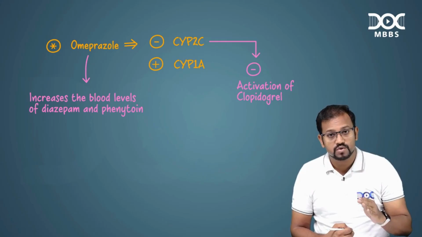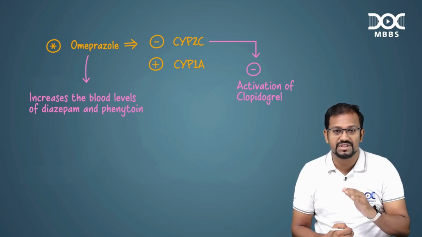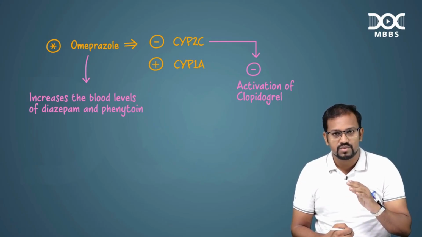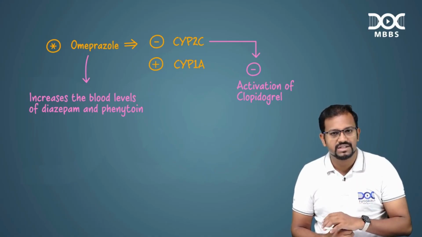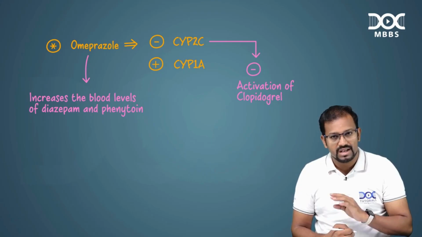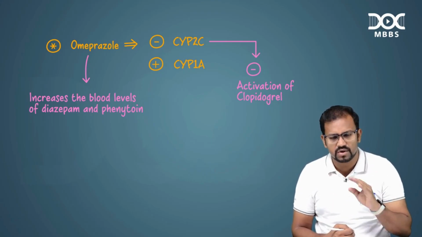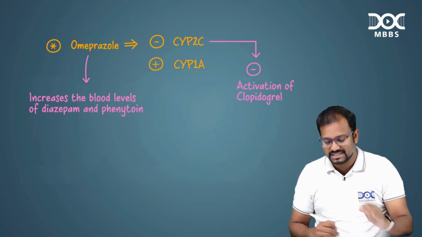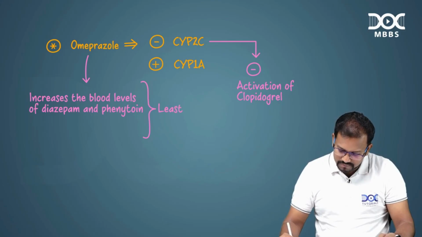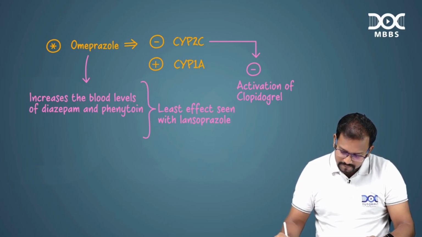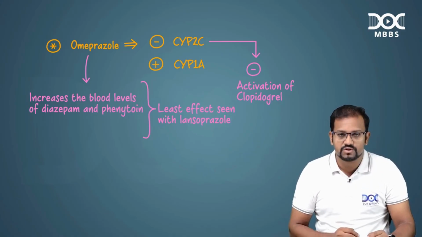But which prazole drug can be safely administered with these drugs? This is an important question. To say which has the least microsomal enzyme inhibitory or inductory property, lansoprazole tends to have the least effect. Even pantoprazole has very little effect, but the least effect is seen with lansoprazole.